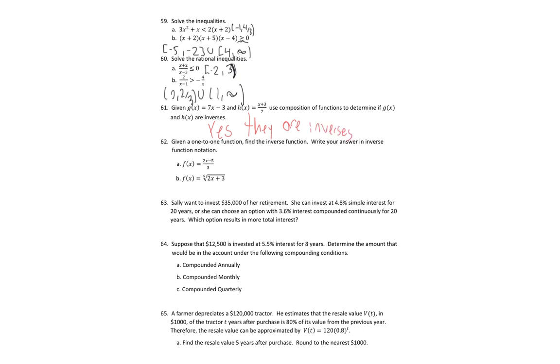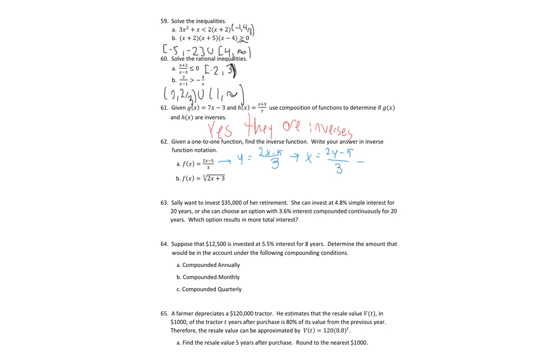Going to the next one, it gives us a one-to-one function, and it says find the inverse. So in order to find our inverse, I'm going to replace my f of x with a y. And then I'm going to switch my x's and y's. So all my x's become y's, all my y's become x's. And now I'm going to solve for y again.